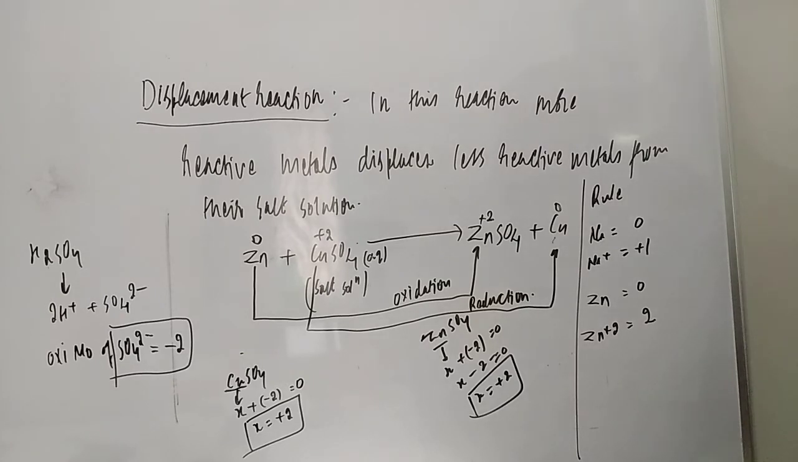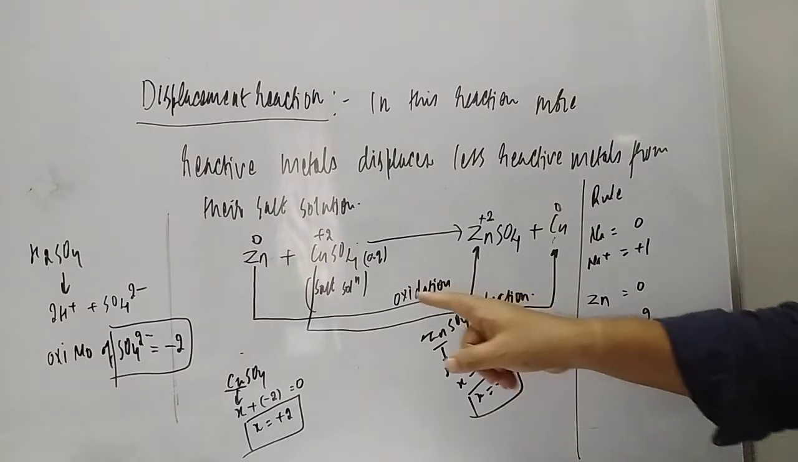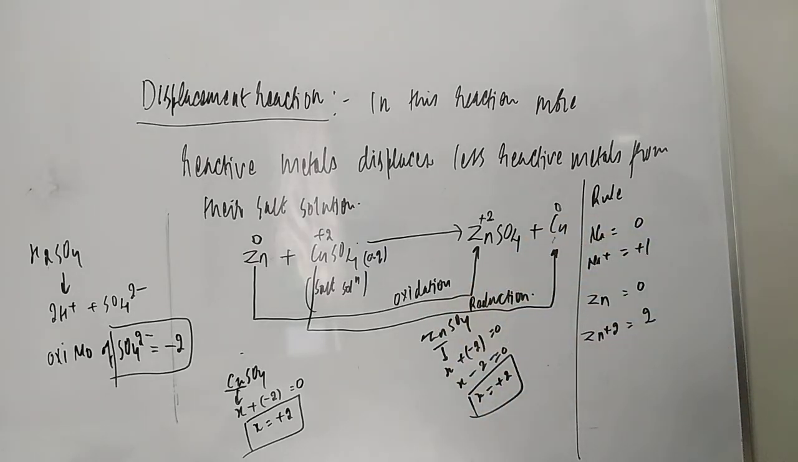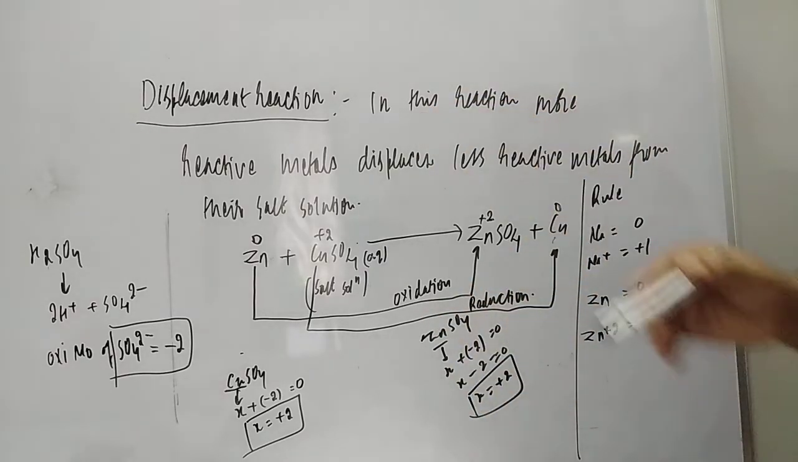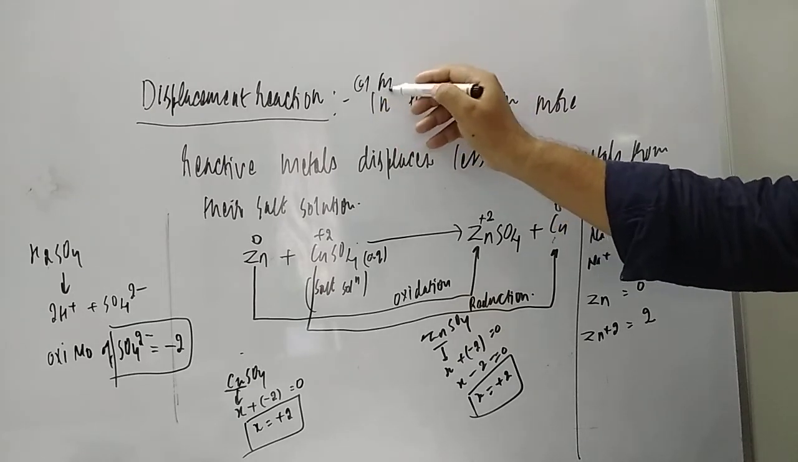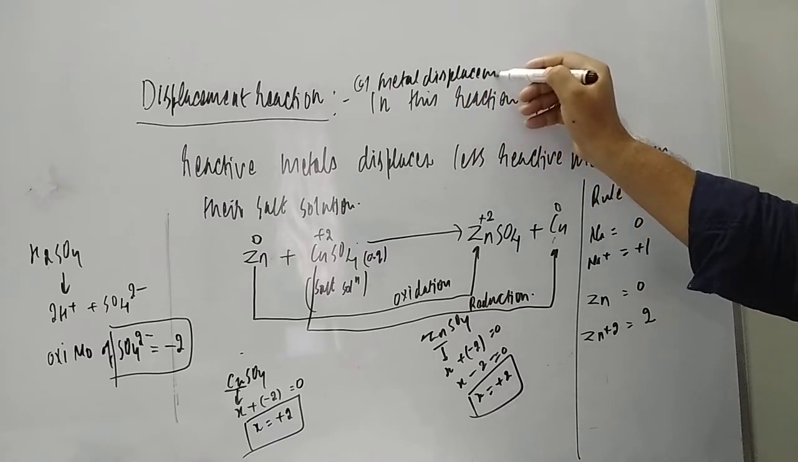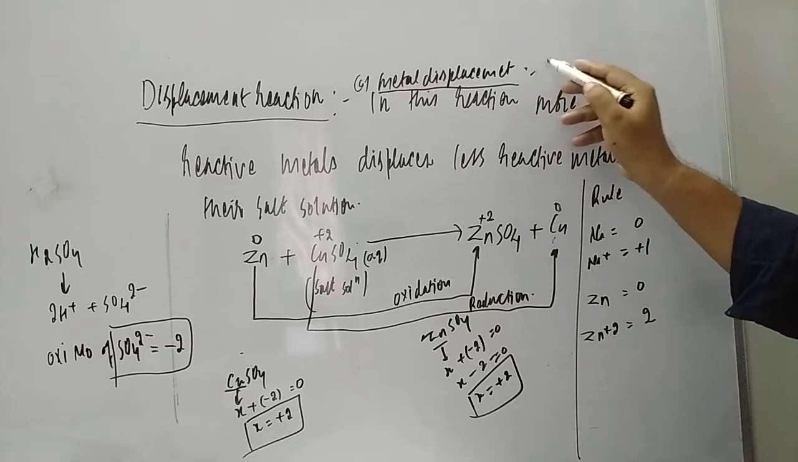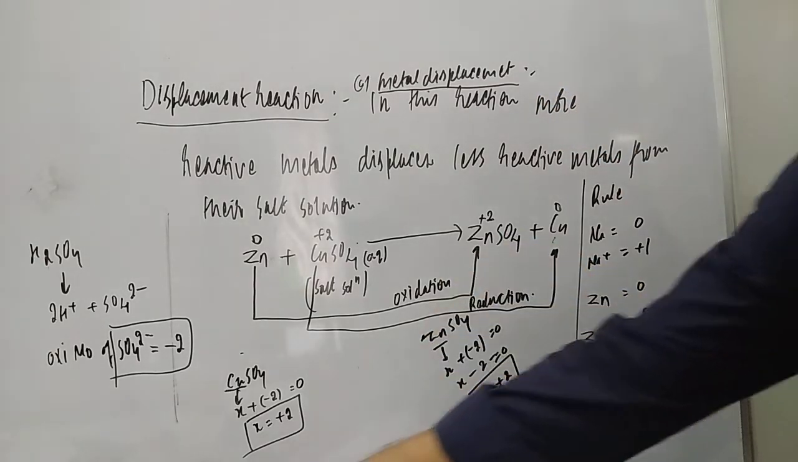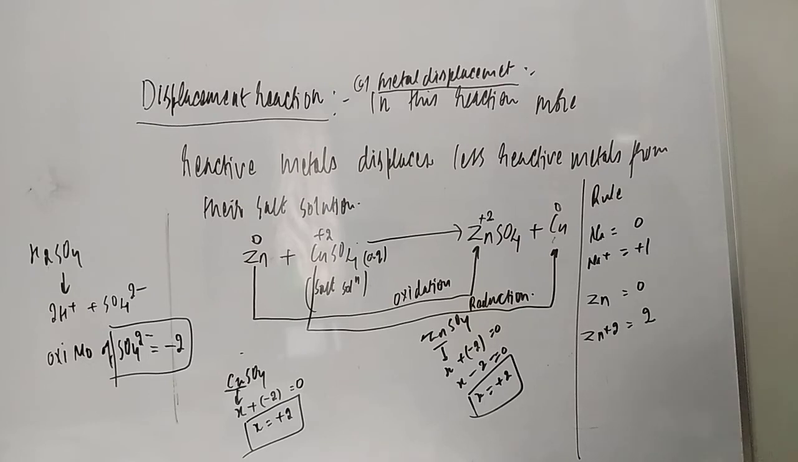This reaction is also known as a metal displacement reaction because in this case one metal is displacing another metal. So this is a metal displacement reaction. A displacement reaction is of two types, and the first type is metal displacement. You can take a screenshot now if you want.